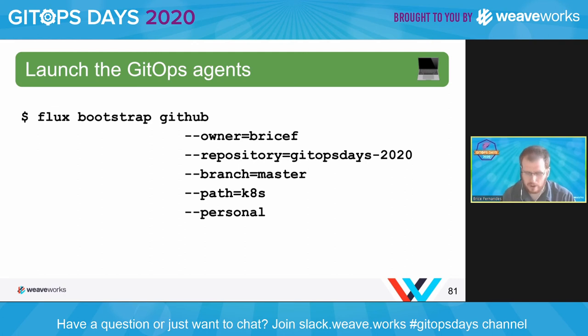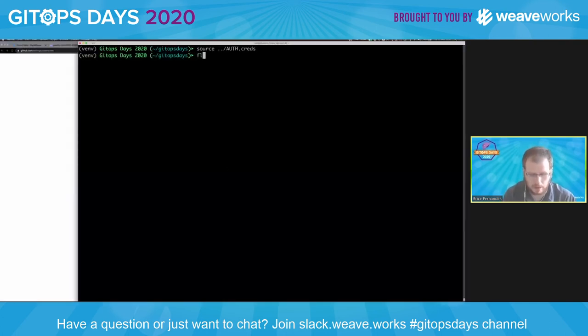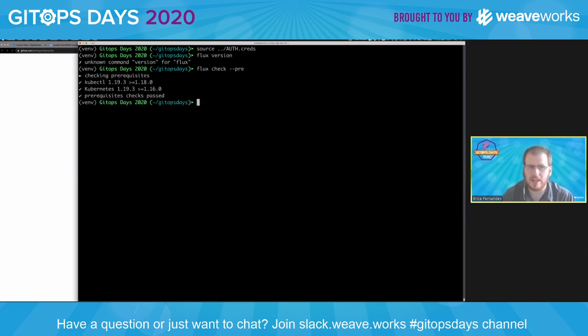All right, let's go and implement this. So I've got Flux. Let's just check we actually have Flux up and running. Oh, a no comment version. Never mind. Let's do a check instead. It should be much happier now because we've got the kubectl command line and the kubeconfig. So Flux is now happy. So we can do flux bootstrap github.